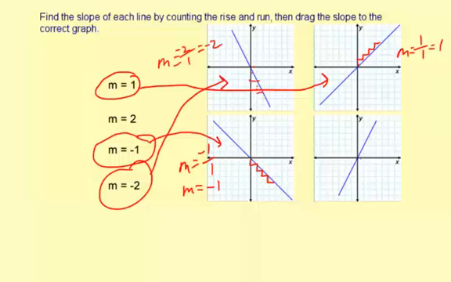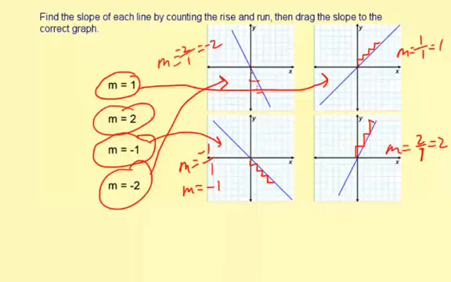Let's take a look at the last one. Up 2, right 1, up 2, right 1, up 2, right 1. So your slope m is 2 over 1, which is simply 2. So there you go. That's how you figure out the rate of change or the slope of a graph. And then you can match them up accordingly.